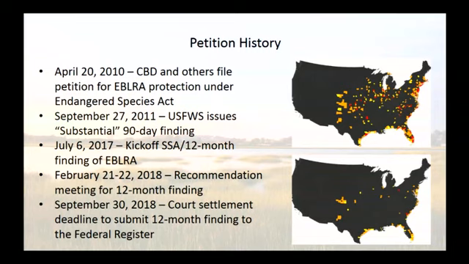So the service, much like with the tortoise, did this substantial finding, which is one of their jargony words to say that they did this short-term, like 90-day assessment back in 2011, and they found it was substantial, which basically means that the petition is worth looking into more. And then they didn't do anything about it for several years. And in 2017, they decided to do a kickoff and start this species status assessment to do a 12-month finding on the eastern black rail.